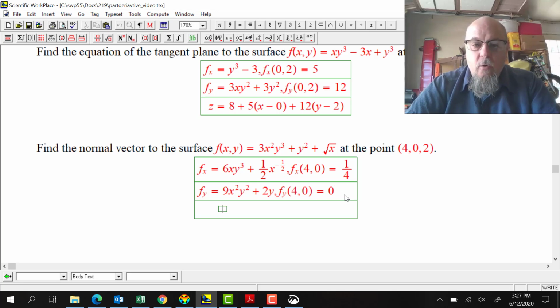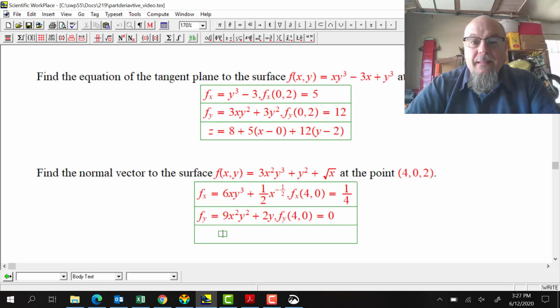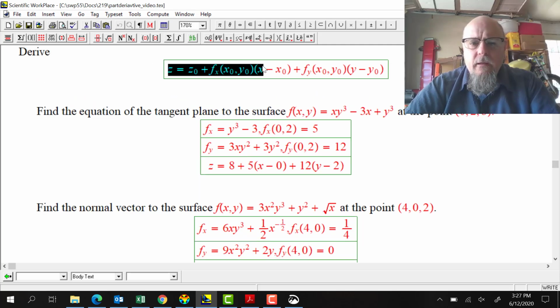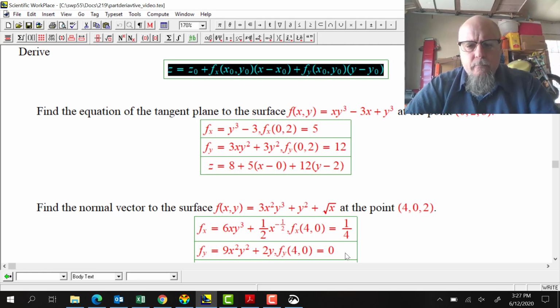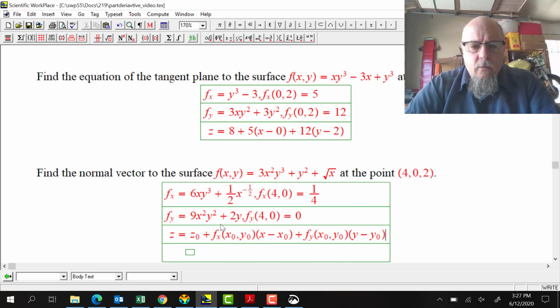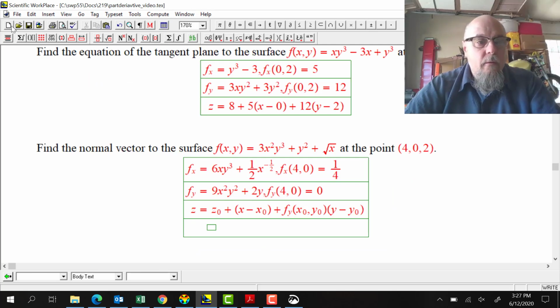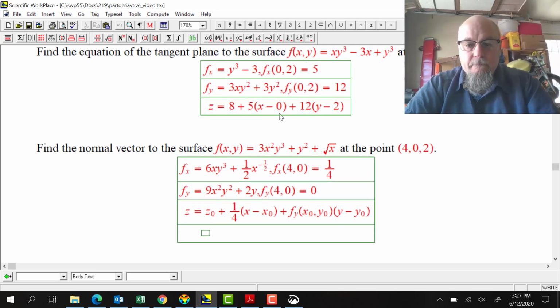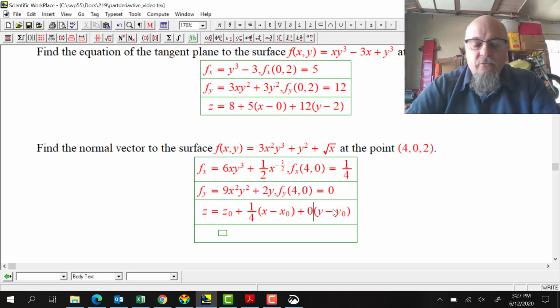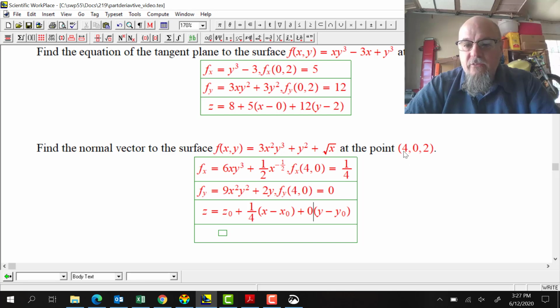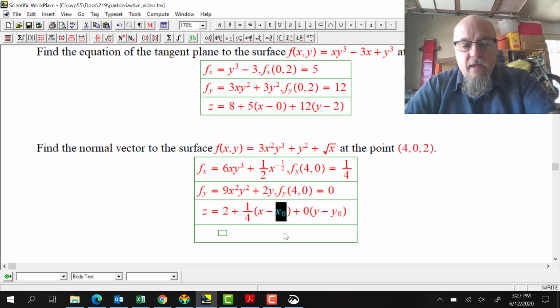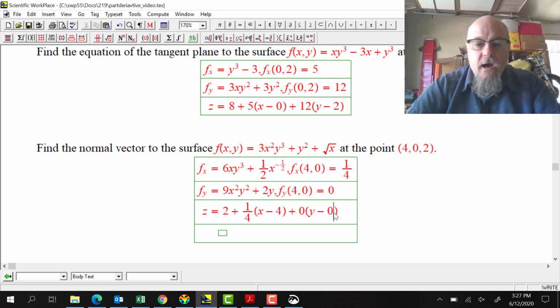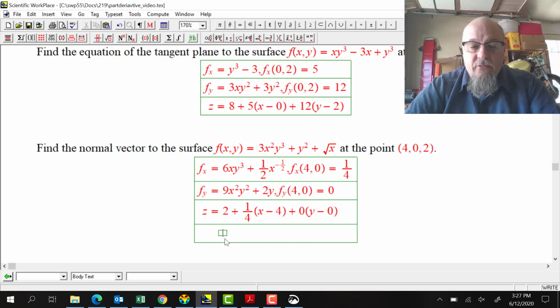Okay, so now equation of the tangent plane. Plane's a 3D line, right? So let's take our form. Now, that's a number. The number, it's a quarter. So replace that with the number, not the formula. This is a number. It's the number 0. Now, x naught, y naught, z naught is the point 4, 0, 2. So there's z naught. There's x naught. There's y naught. And when we simplify this, we're getting, let's simplify this.